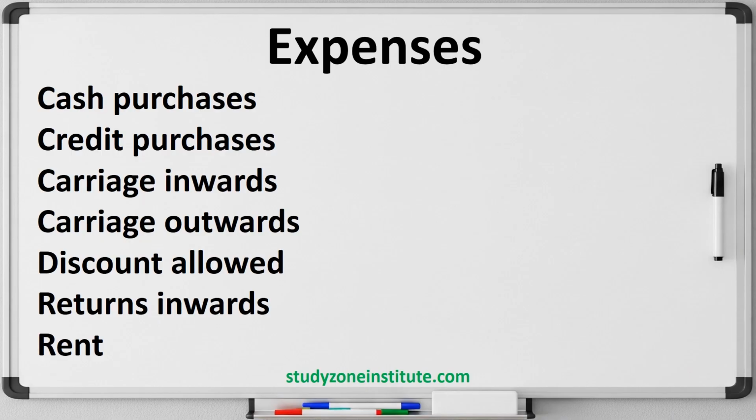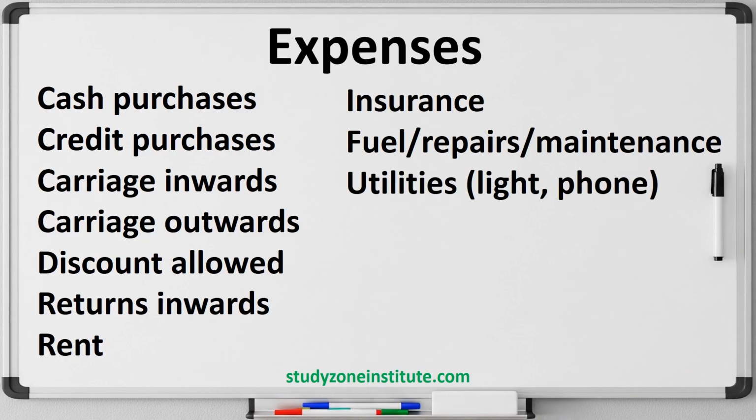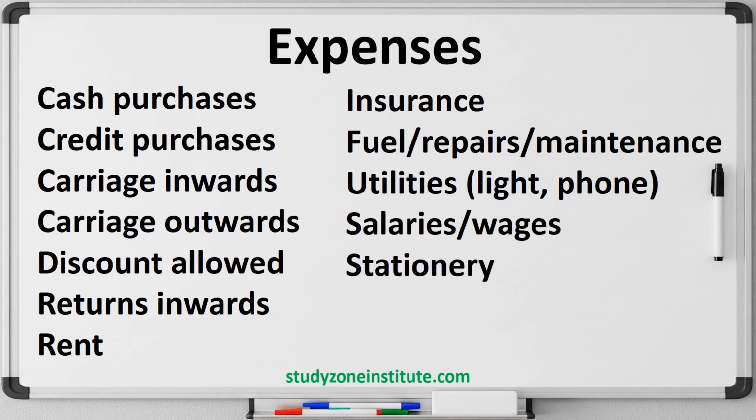Rent, the cost of using a building or property. Insurance, payments to protect against risks. Fuel, repairs, maintenance, costs to keep vehicles or machinery running. Utilities, light, phone, costs for electricity, water, and communication services. Salaries, wages, payments to employees.